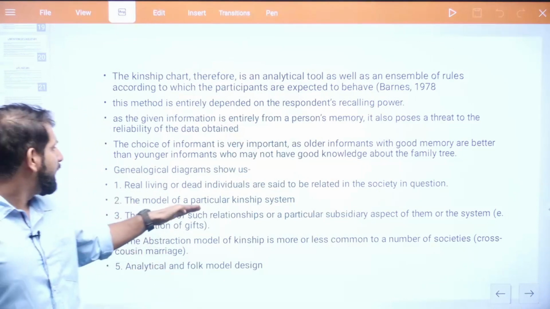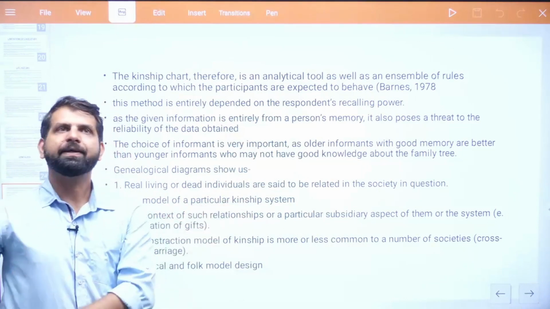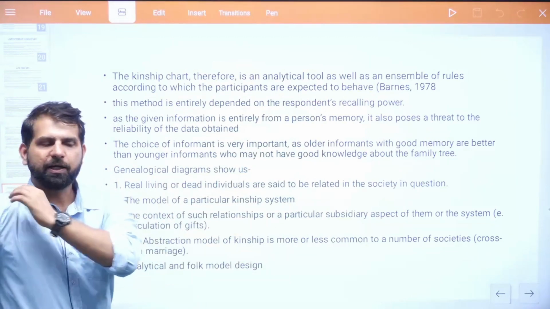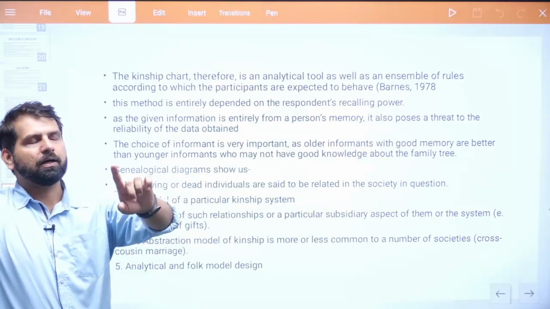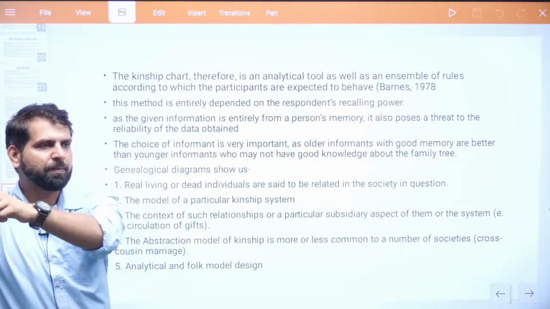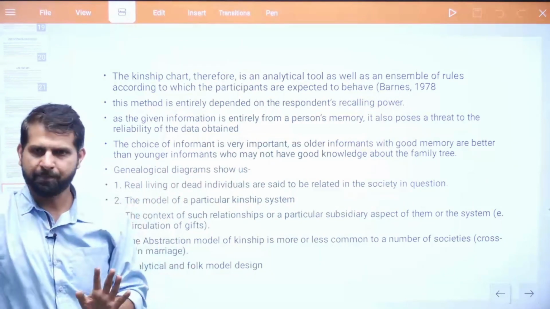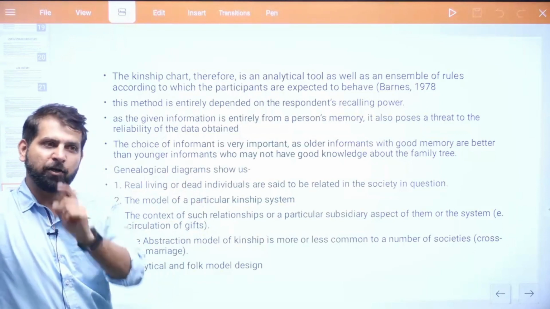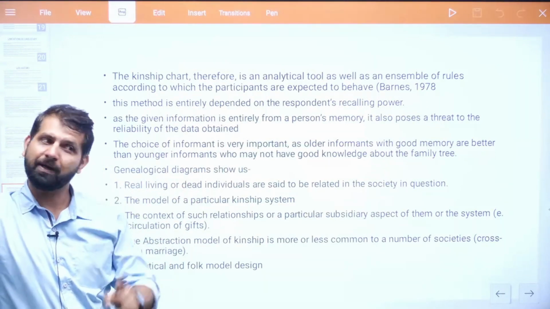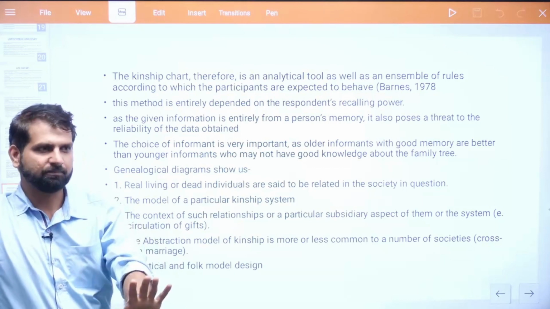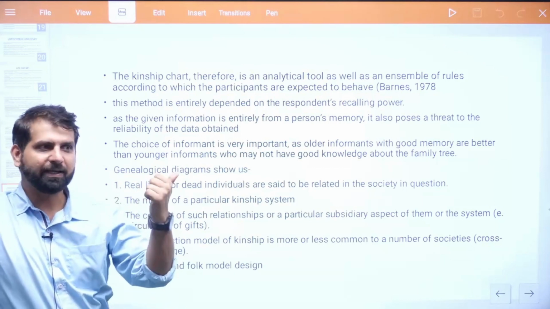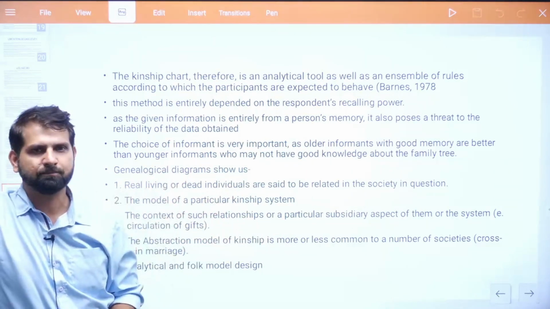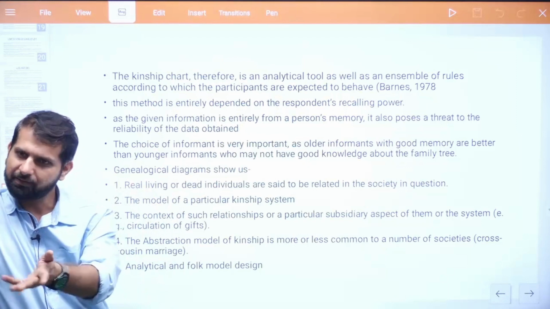If I draw the genealogy of an individual from the US, he or she will address her father's brother as well as mother's brother as an uncle, both. But will you address your father's brother as uncle and your mother's brother also as uncle? You will address them with different terms. That is not the case here. So you can identify what kind of kinship system is prevalent there. That's a simple case.